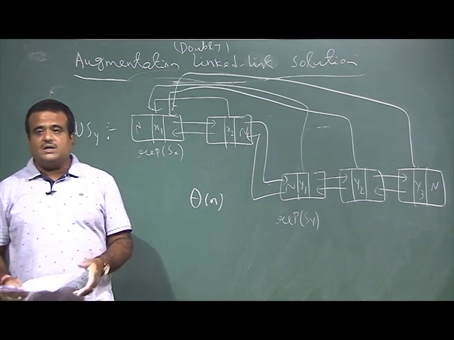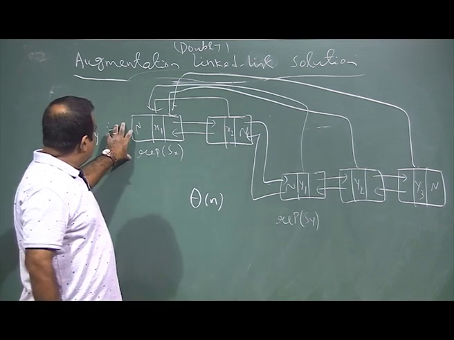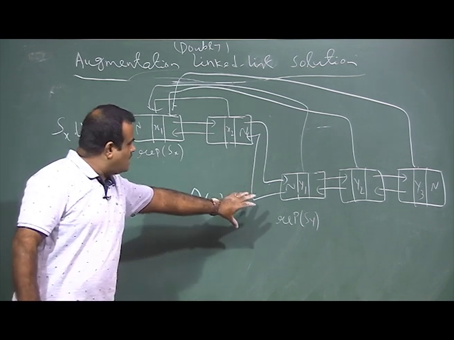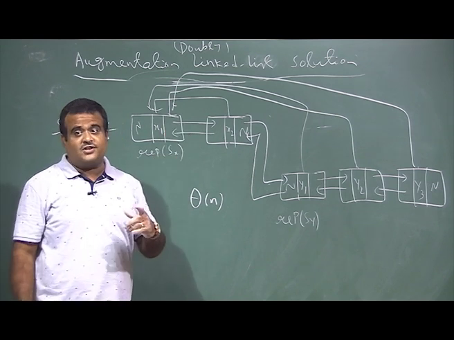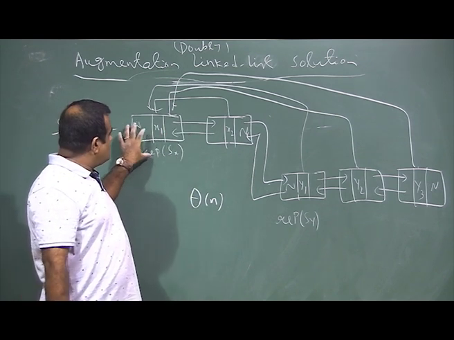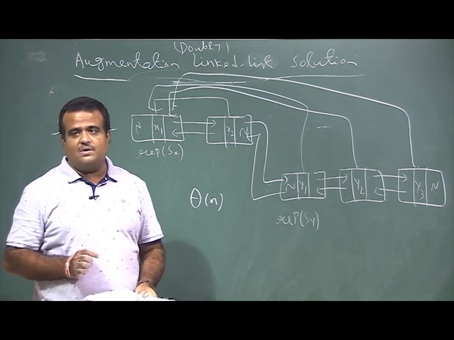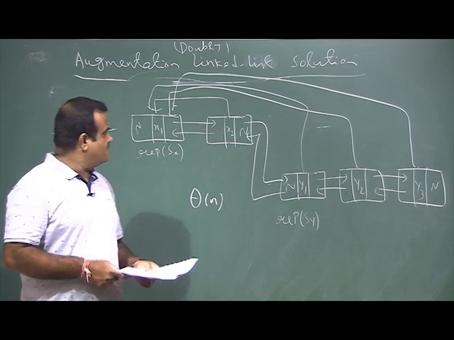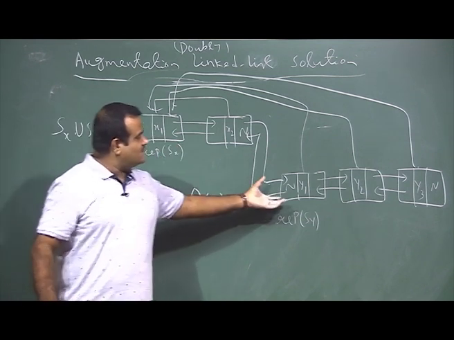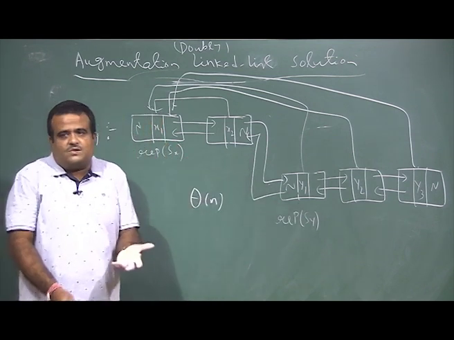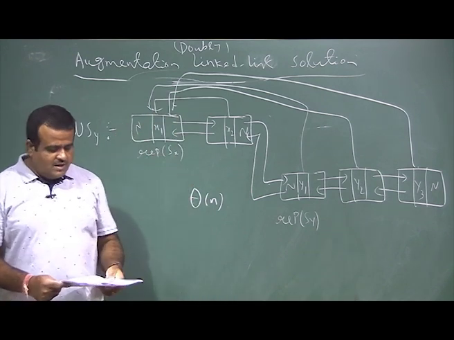So what is the idea? Instead of merging this with this, we merge this with this. That is the trick. We merge the smaller set into the bigger set. That is the idea of trick 1. Then we can save some time, because if this size is n and this size is some constant, then we are hardly changing the pointers on this side.